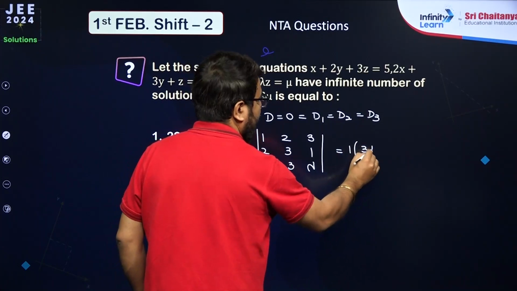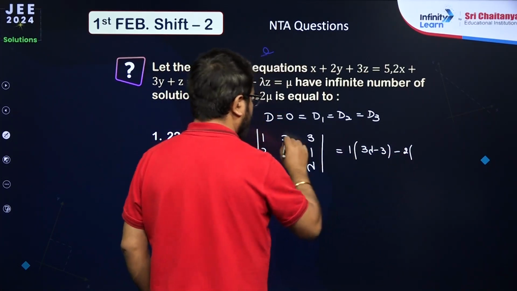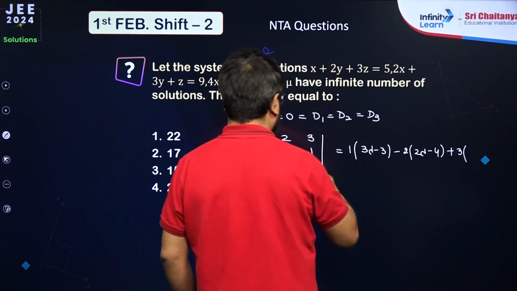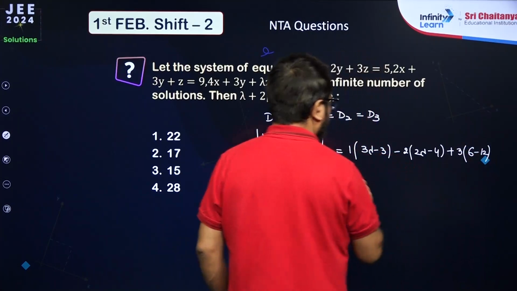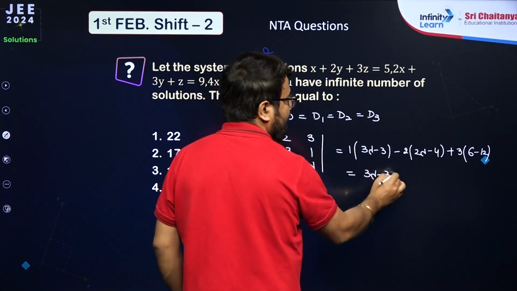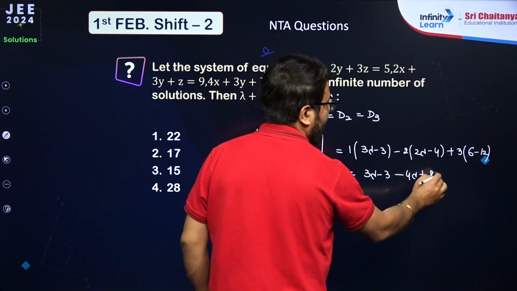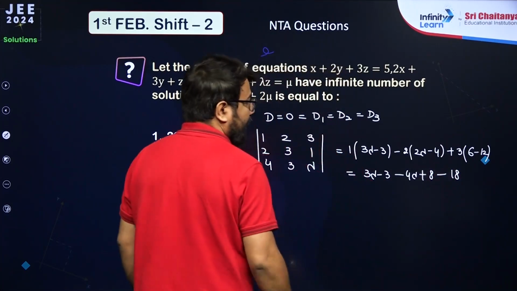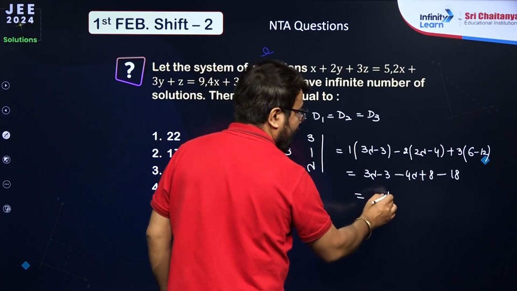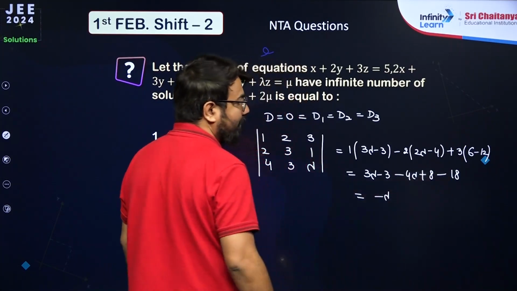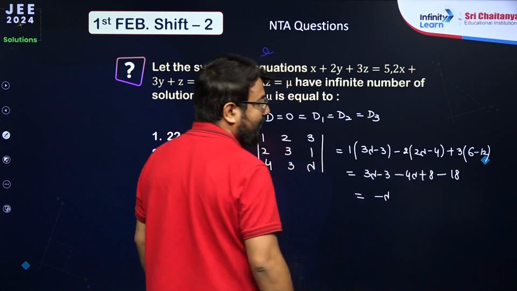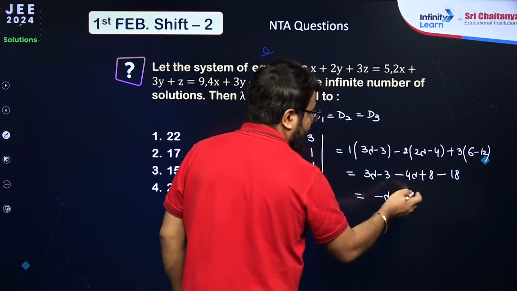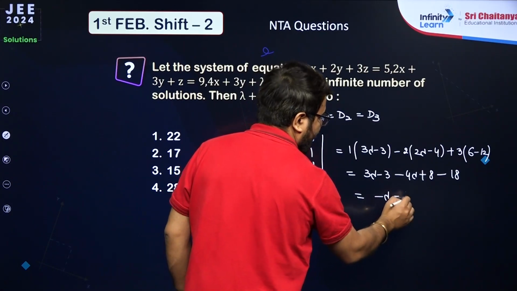So it will be 1, then 3 lambda minus 3, then minus 2 times 2 lambda minus 4, and then plus 3 times 6 minus 12. So here I will get 3 lambda minus 3, then minus 4 lambda, then plus 8, and minus 6 into 3, which becomes minus 18. Okay, so here we have minus lambda, and then minus 3 minus 18 becomes minus 21, and then plus 8. So this gets converted to basically 13.